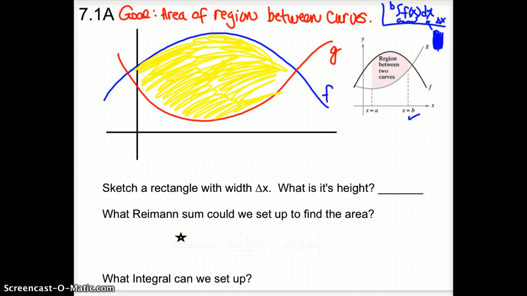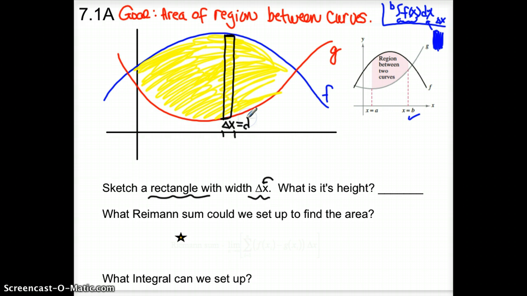So what we're going to do is we're going to take that rectangular approach again. We are going to sketch a rectangle that has a width of what we call delta x, or change in x. So I'm just going to grab one rectangle in here. And when we talk about delta x, we're talking about the change along the x-axis here. And we eventually make that infinitesimally small, and we add up an infinite amount of them. But for our purposes here, we are just going to go ahead and sketch one of them.